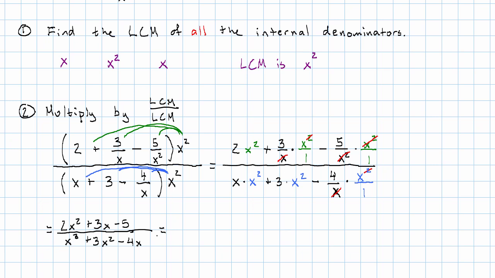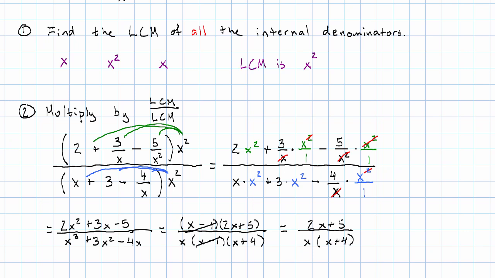First, we'll factor the numerator and denominator. The results look like this. And then we cancel any common factors. And we're left with 2x plus 5 over x times x plus 4. And there we go.